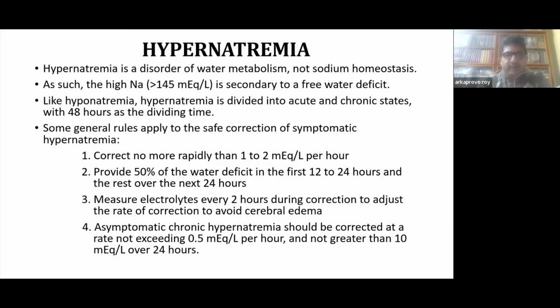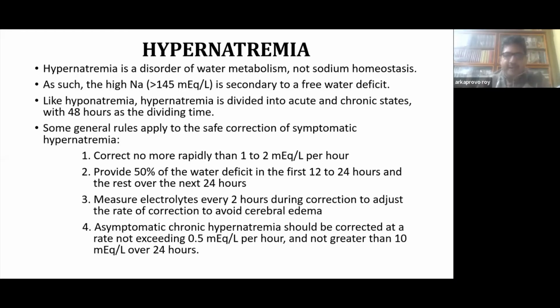Some general rules to be applied for the safe correction of symptomatic hypernatremia. Correct no more rapidly than 1 to 2 milliequivalent per liter per hour. Provide 50% of the water deficit in the first 12 to 24 hours and the rest over the next 24 hours. So we should not correct the hypernatremia in a day. We should take 2 to 3 days to correct the hypernatremia.